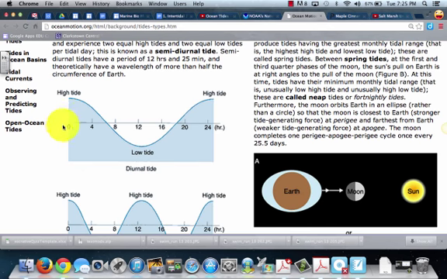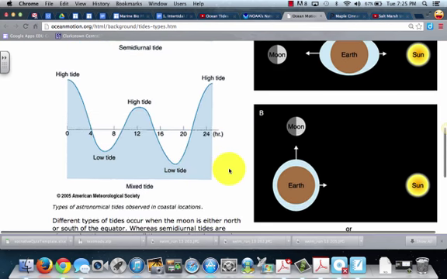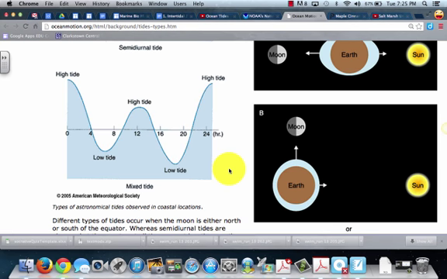So what you're looking at in a 24-hour period is 1 low tide and 1 high tide. What you're looking at in a semidiurnal, and that's where we are, is 2 high tides and 2 low tides. What you're looking at in a mixed is 2 lows and 2 highs, but they're not even. So 1 high tide is going to be bigger than the other, and 1 low tide is going to be lower than the other.